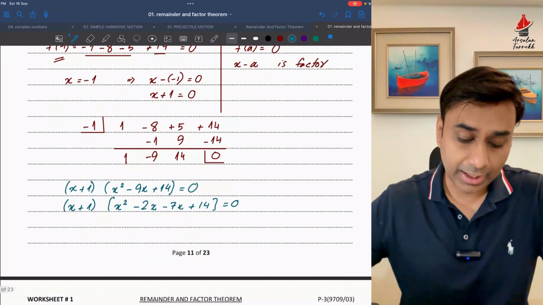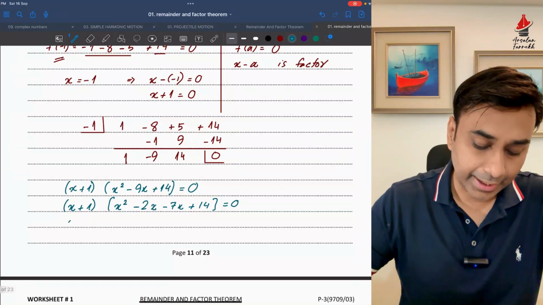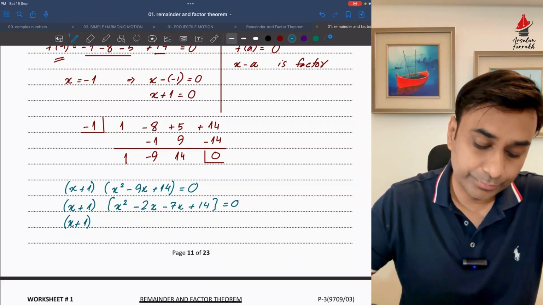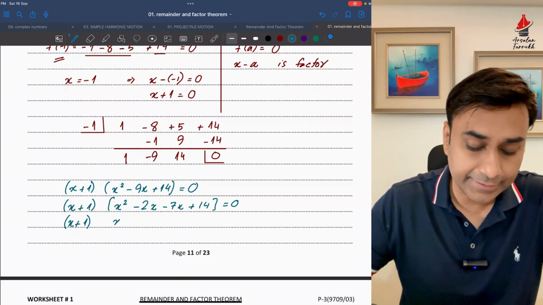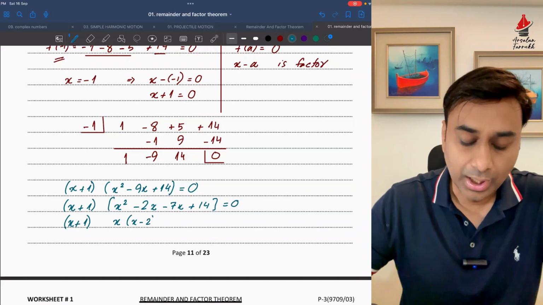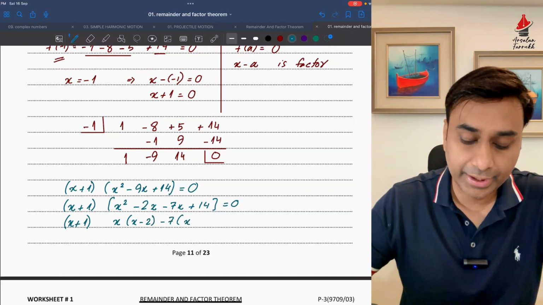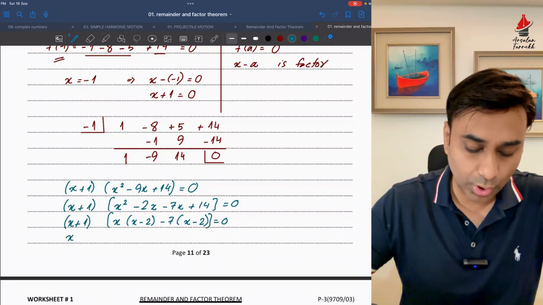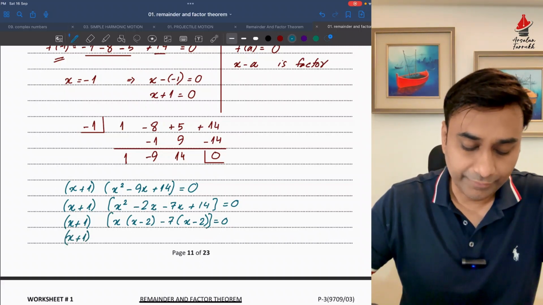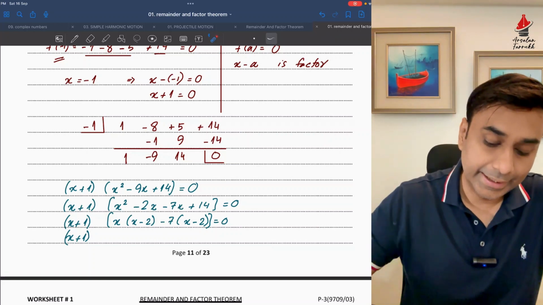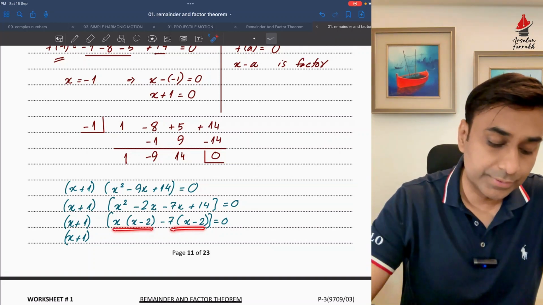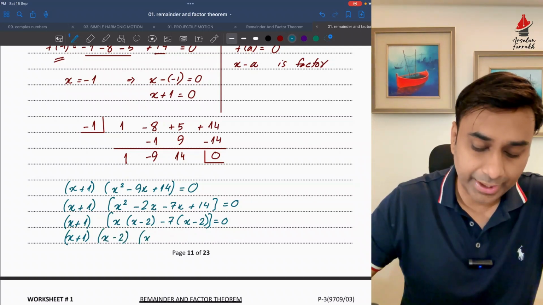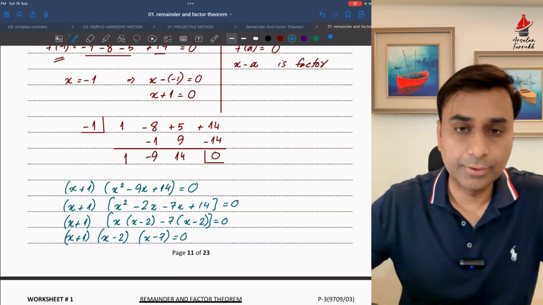And once you've done that, then you will get x plus 1 is the factor that you know right from the offset. And then you factorize this further. I take x common, I'll be left with x minus 2. I'll take minus 7 common, I'll be left with again x minus 2. So I will do one more step over here. So one factor is x plus 1. If I take x minus 2 common from these two terms, then the other factor is going to be x minus 2, and the third factor is going to be x minus 7, and that's coming out to be 0.